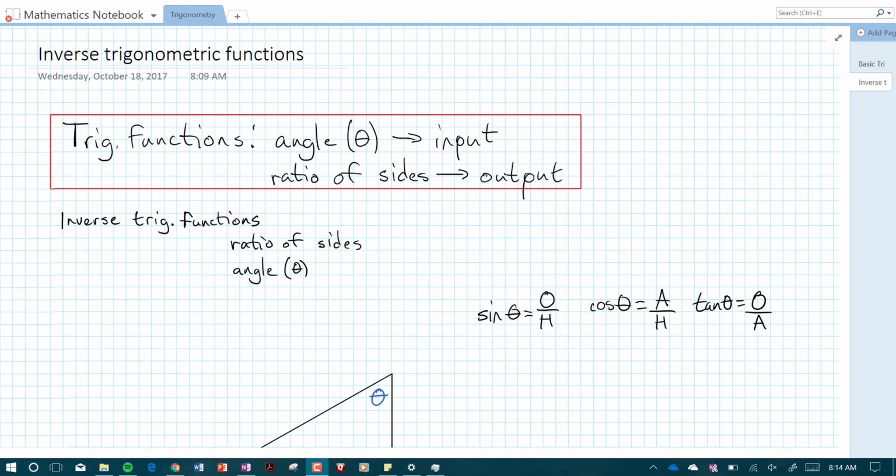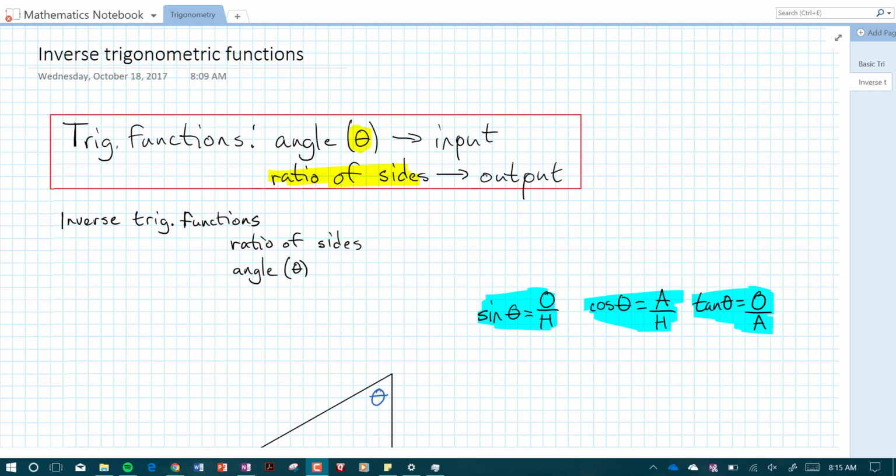Hi, in this video I'm going to cover the basics of the inverse trigonometric functions. Now you know the basic trig functions. They take one of the non-right angles theta of a right triangle as an input, and they spit out the ratio of sides as an output. Our trig functions are down here. Sine of theta is equal to opposite over hypotenuse. Cos of theta is adjacent over hypotenuse. And tan of theta is opposite over adjacent.